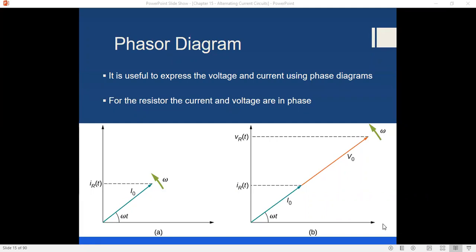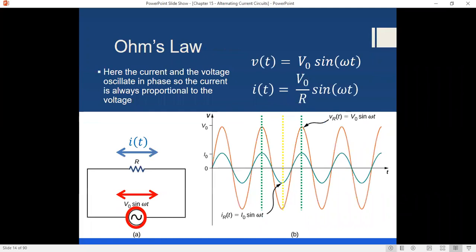Okay, so whenever we have a circuit where we say the current and voltage are in phase, we can imagine the two vectors line up with one another and they both rotate with one another in space. And that gives you that peak to peak and valley to valley that we see right here.